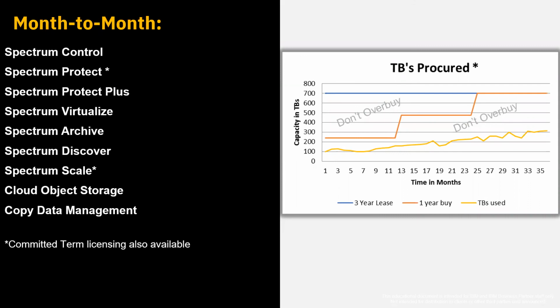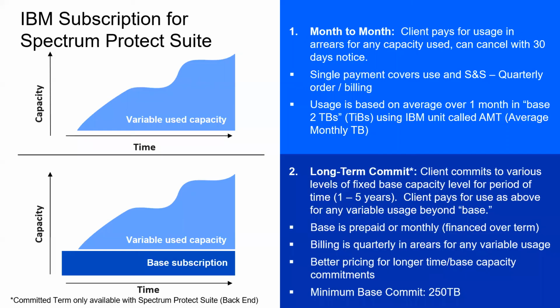There are two asterisks in this slide, and you'll see them on Protect and on Scale. And of course, we couldn't make it that easy. We couldn't call it a base subscription level, so we call it a committed term when it comes to software licensing. If we go on to the next slide, I'll give you a little overview of how that works.